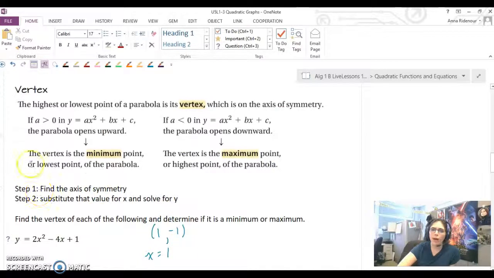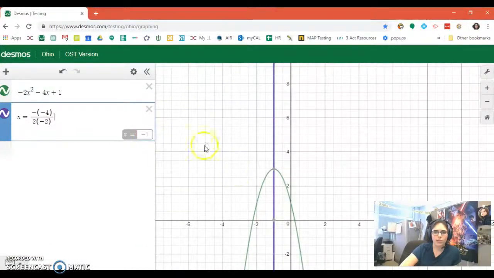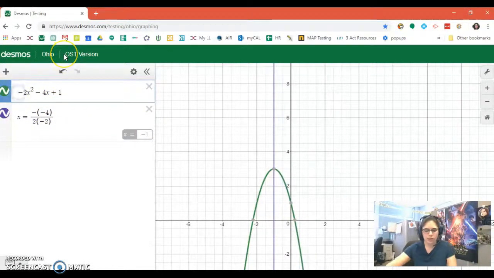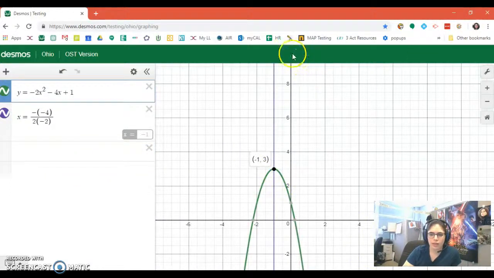So something else to keep in mind. The way that you can calculate the vertex is you find the axis of symmetry using that formula, and then you could do it two ways. First way, you figure out what x is, plug that into your original equation, and then figure out what your y value is. I guess I should have y equals here. Or, once you've got it graphed, you just click on the point and it'll tell you.